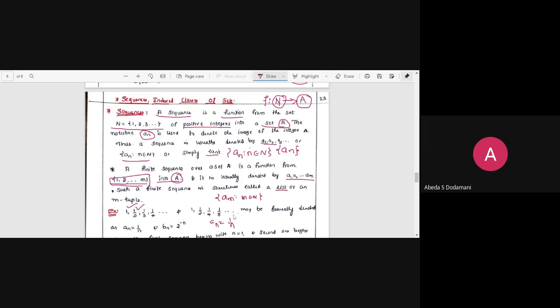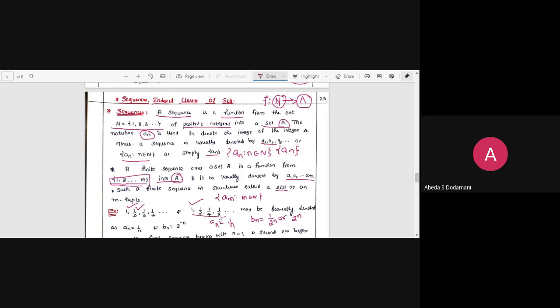So similarly, if I have this sequence 1, 1 by 2, 1 by 4, 1 by 8, in general I can take the sequence b_n as 1 by 2 to the power n, or also written as 2 to the power minus n. If I put n is equal to 0, I will get the first number. If I put n is equal to 1, it is 1 by 2. If I take n is equal to 2, it is 1 by 4, and so on.